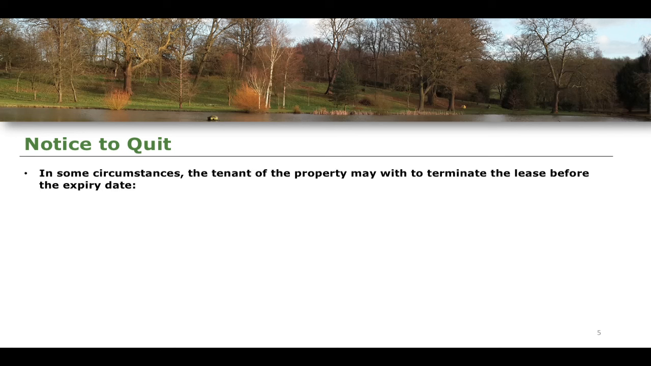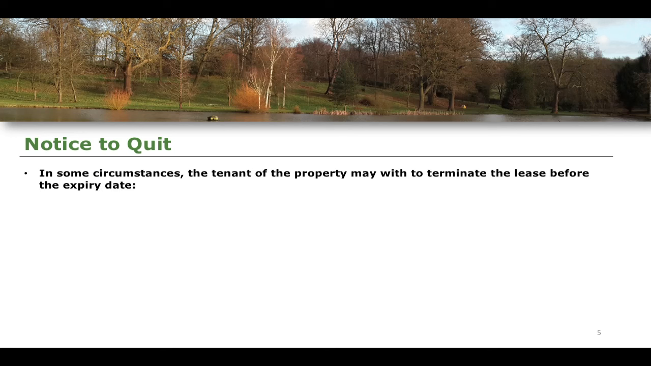The third method by which you can terminate a lease is through surrender. This is where there is an agreement between the landlord and the tenant that the tenant is going to give up their rights under the leasehold agreement. This essentially terminates the lease by way of an agreement.